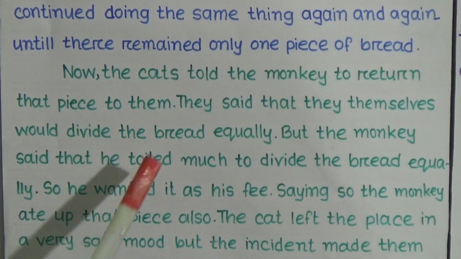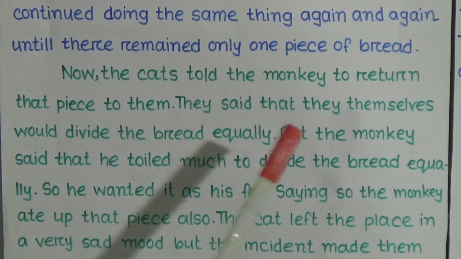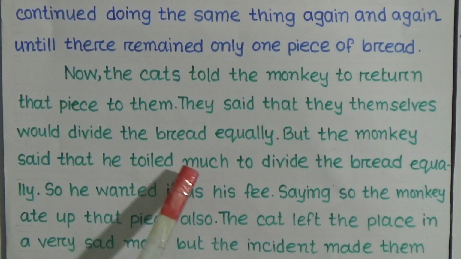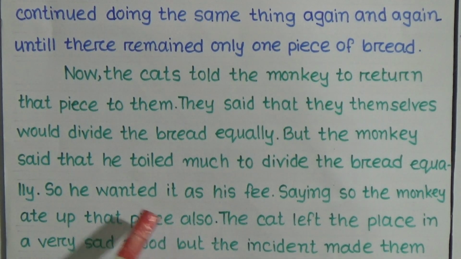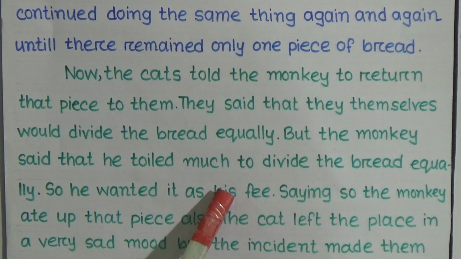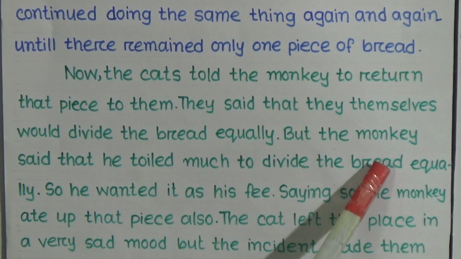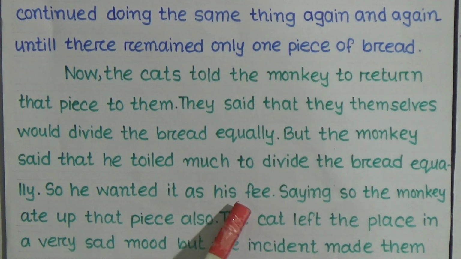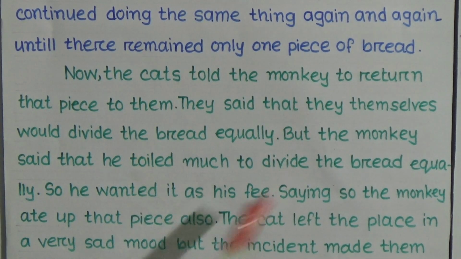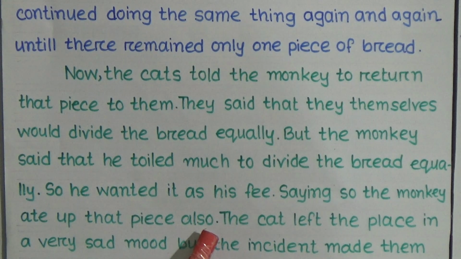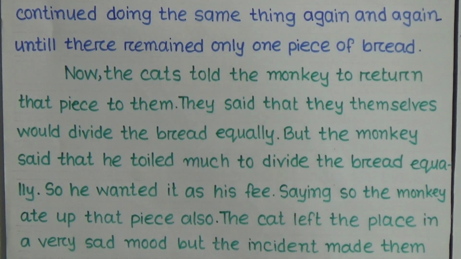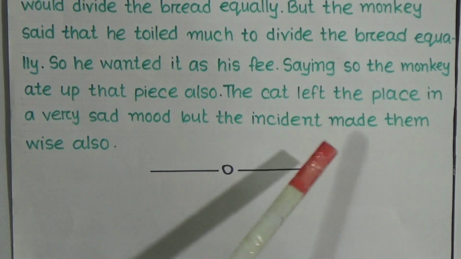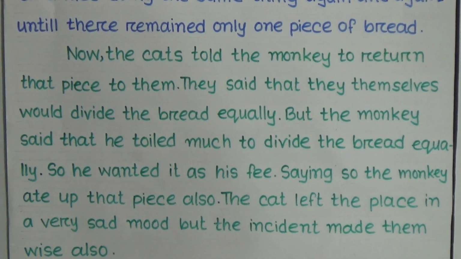He is eating the bread equally from two parts, and at last, when they say to return their peach to them, the monkey said no to them, because he said that he toiled much to divide the bread and he will take it as his fee. And saying this, he ate up the peach also. So this incident made them unhappy. But the cats can understand the incident, and this made them wise also.